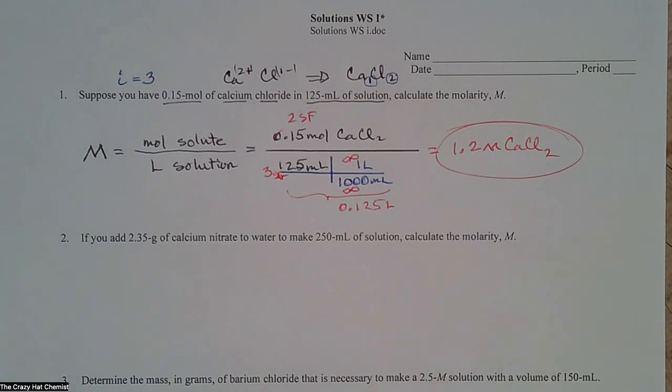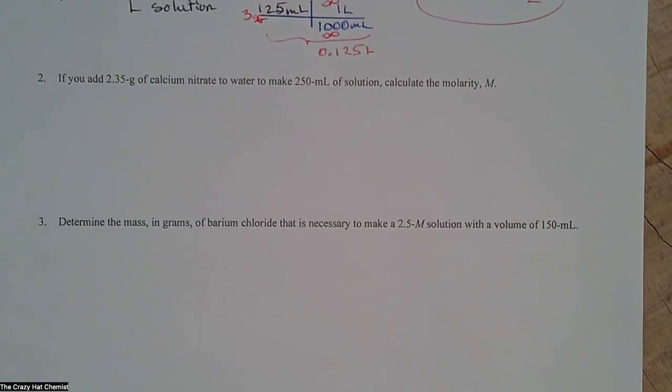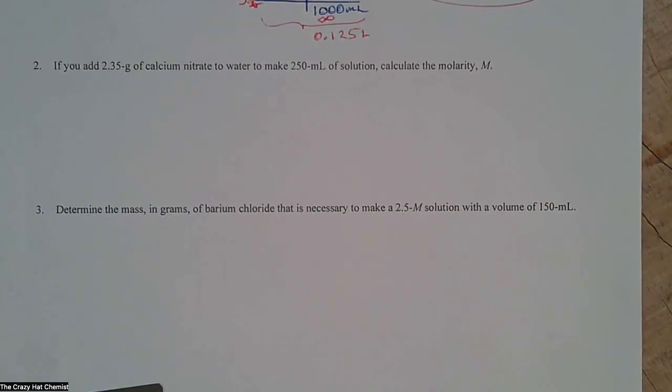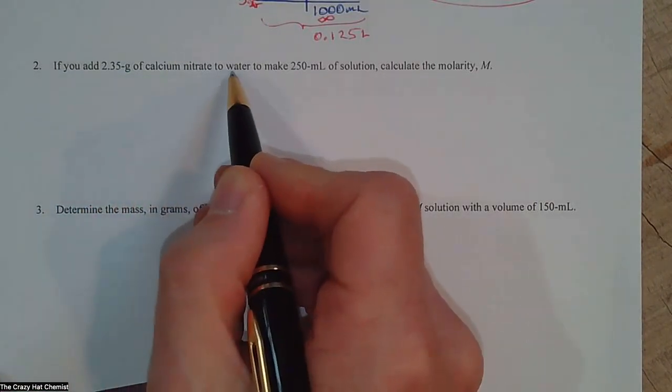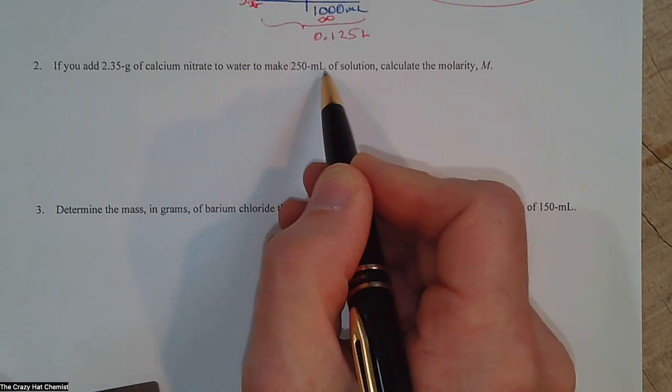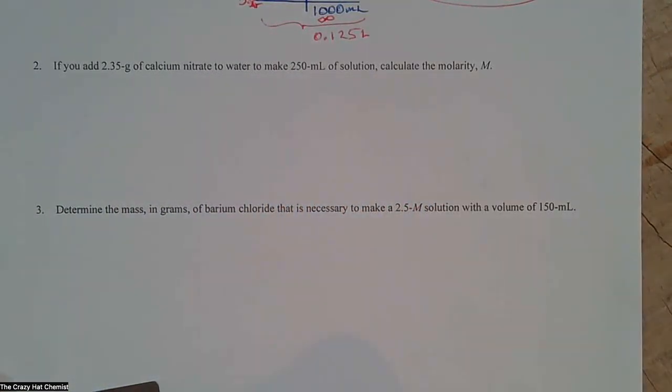So we're going to slide this up just slightly here, and we're going to move on to problem number 2. All right. So problem number 2 says, if you add 2.35 grams of calcium nitrate to water to make 250 mL of solution, calculate the molarity, M. Okay. So this is a very similar type of problem to what we did on problem number 1, except we have a different formula and we have different numbers, of course. So a little bit more complicated, but not really too bad.